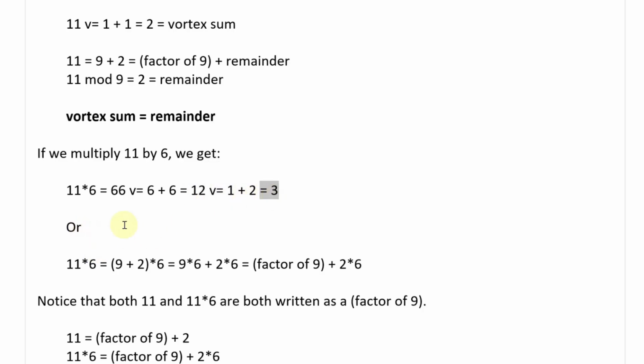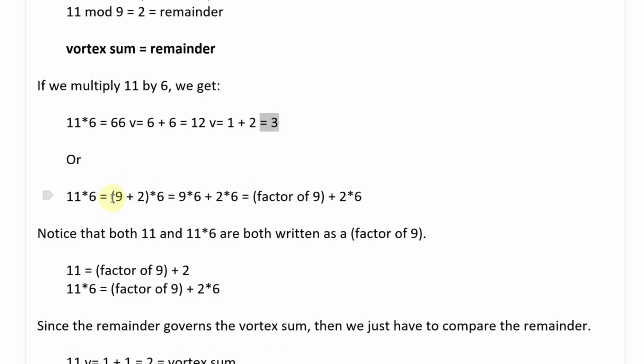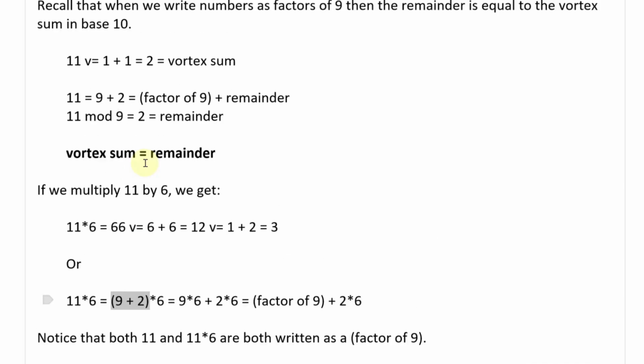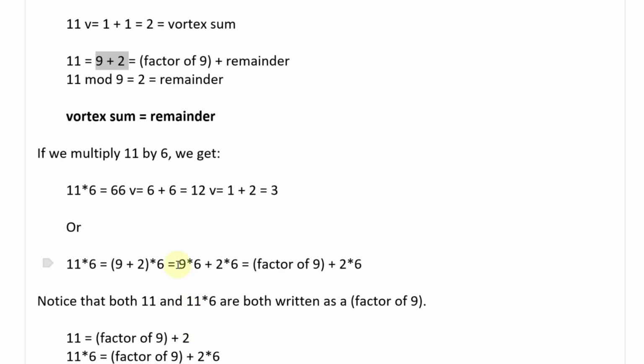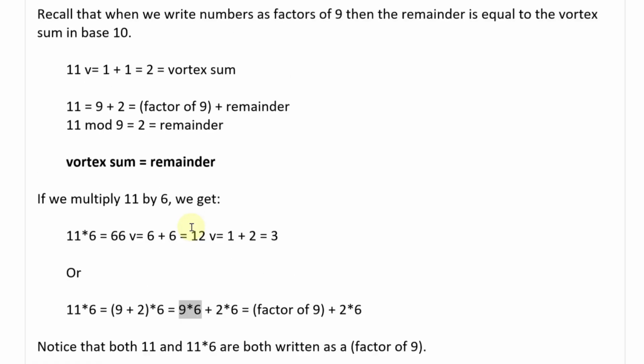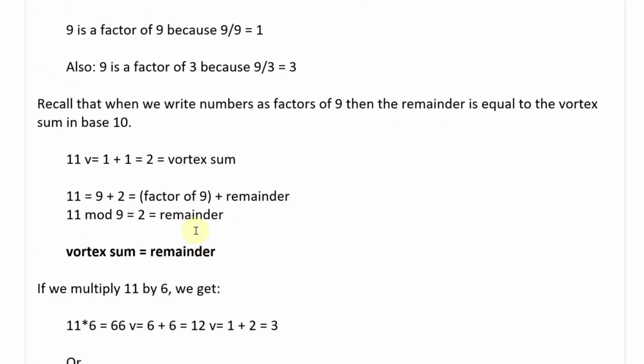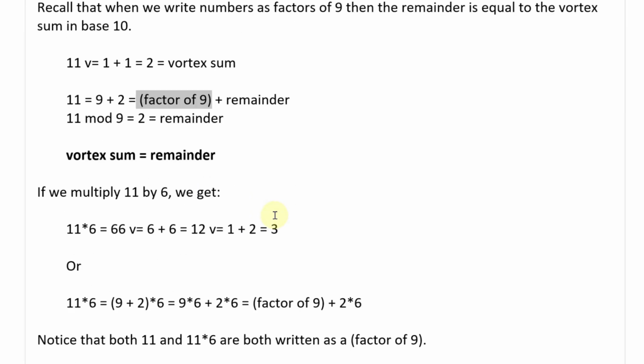Or we could write this as a factor of 9. So 11 times 6 equals our 11, which is 9 plus 2, times 6. What we're going to have is 9 times 6 plus 2 times 6, because we multiply this inside. But 9 times 6 is still going to be a factor of 9, because 9 times 6 divided by 9 is just going to be 6. A factor of 9 times any number is still going to be a factor of 9, because you're still going to have a whole number.